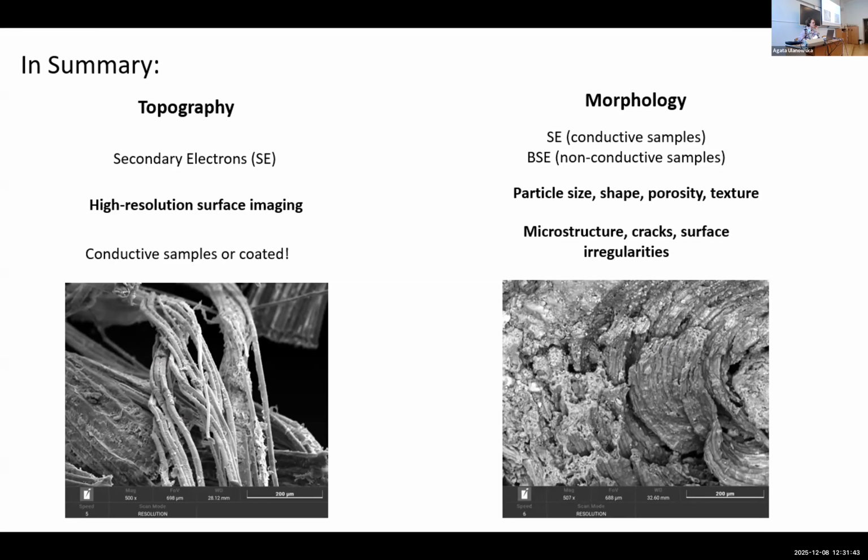And when we want to investigate morphology and we have semi or non-conductive samples, the BSE is used, and you can already see that the picture is not so good, but still we have the image. With the microstructure, we will see cracks and surface irregularities, so it won't be really the pictures you want in the case of imprints, because in the imprints we want the microstructure, so the topography.